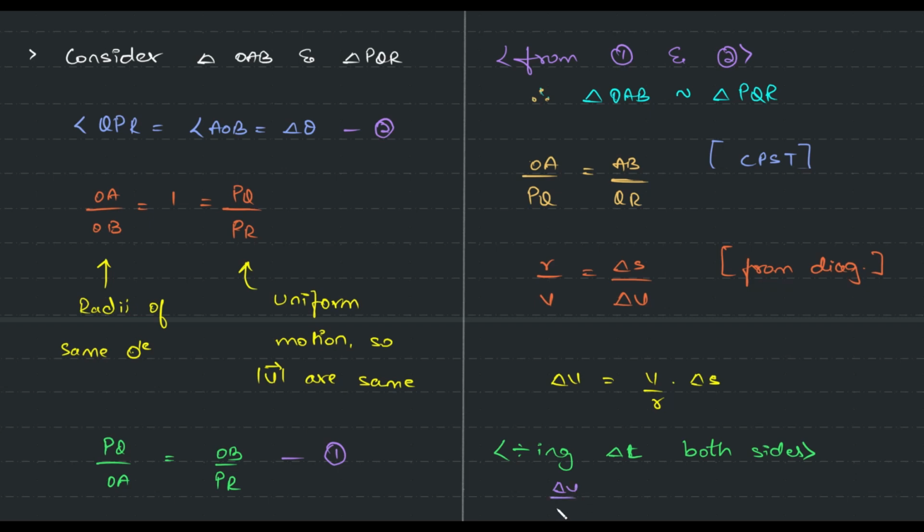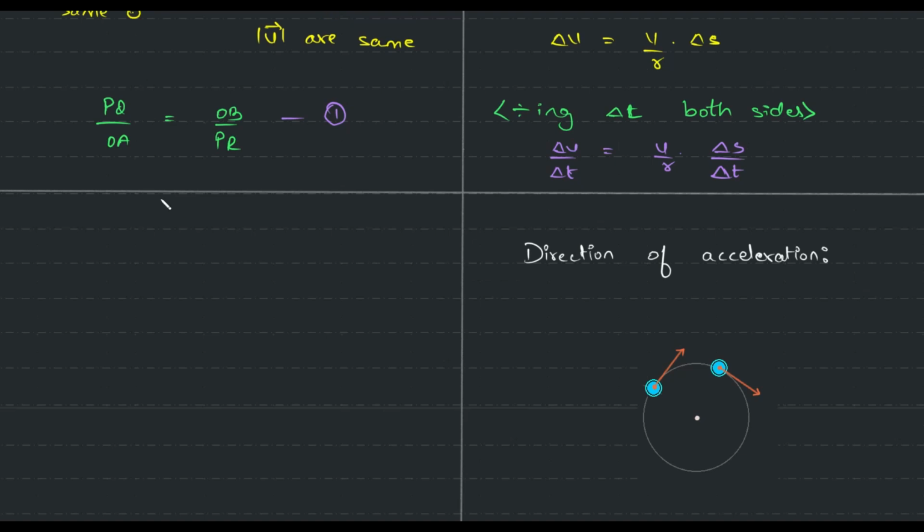We have delta V by delta T is equal to V by R delta S by delta T. Okay, till now it's quite simple, right? And we are pretty much done also. That's it. All I have to do is apply limits on both the sides, so taking the limit delta T tends to 0 on both sides.